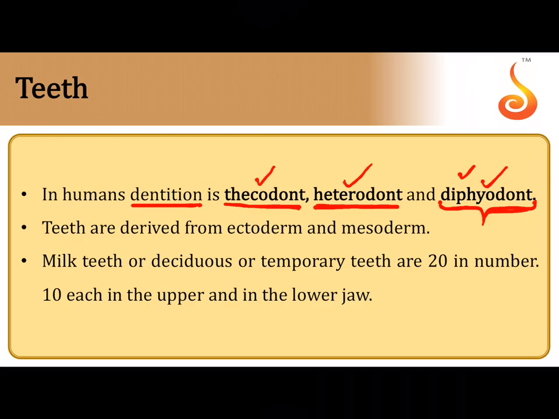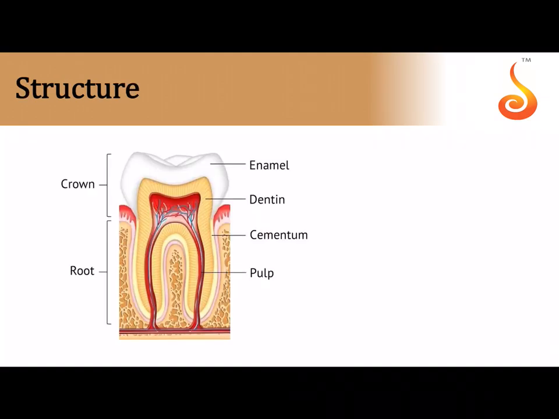Okay, teeth are derived from both ectoderm as well as mesoderm, and like I mentioned, we have milk teeth or temporary set, and generally there are 20 in number. Now I will come to the dentition or the dental formula a little while later. Before that, let us look into the parts of the teeth.